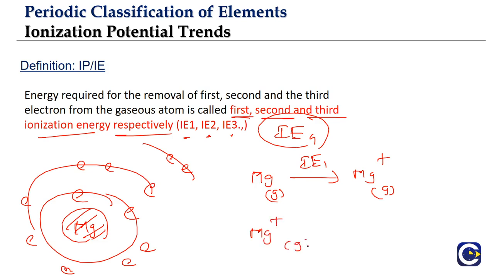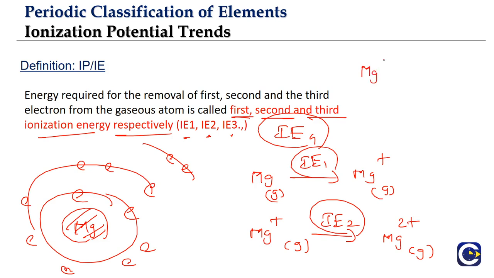From magnesium plus, if we are removing an electron, that forms what? That forms magnesium 2 plus. That energy requirement is IE2. When will IE3 come? When we are removing, so from Mg2 plus, we are removing one more electron. That will be forming what? Mg3 plus.